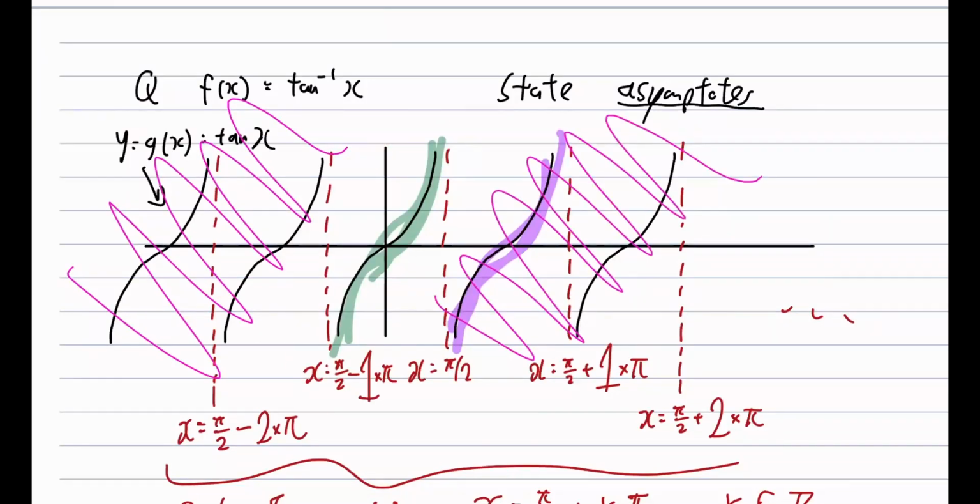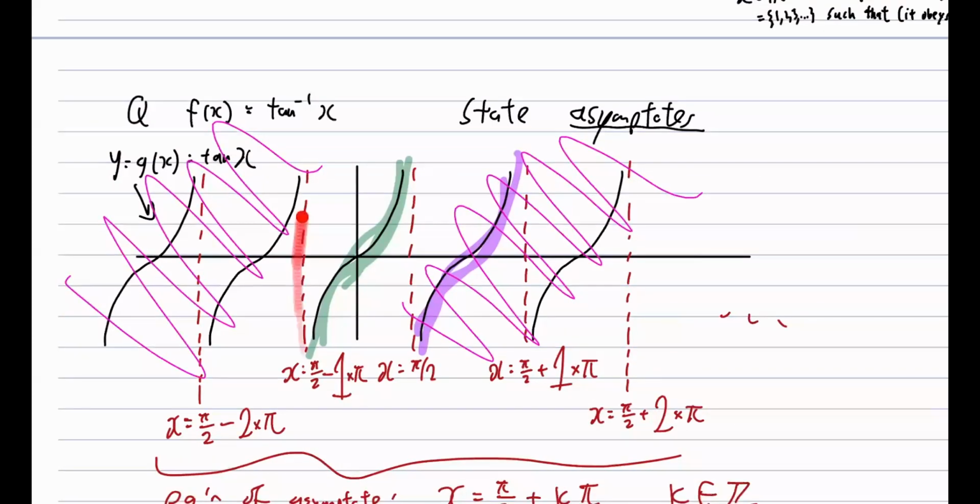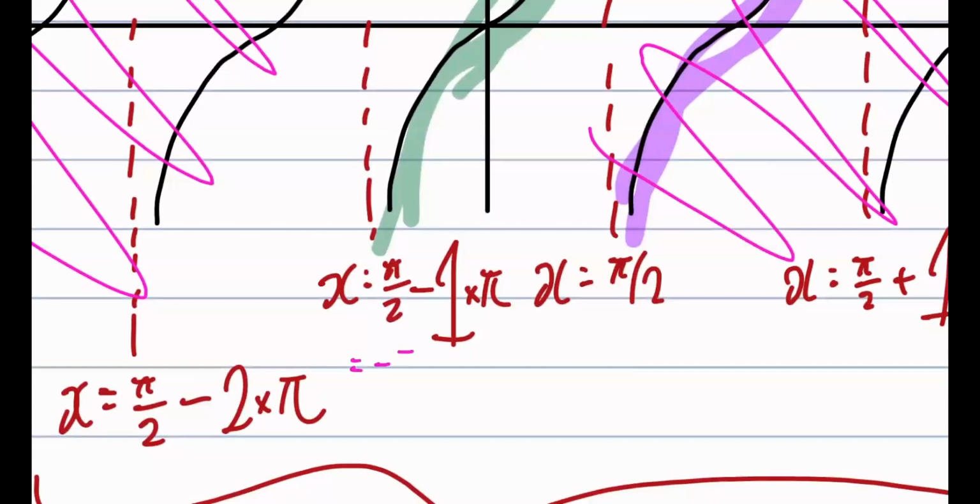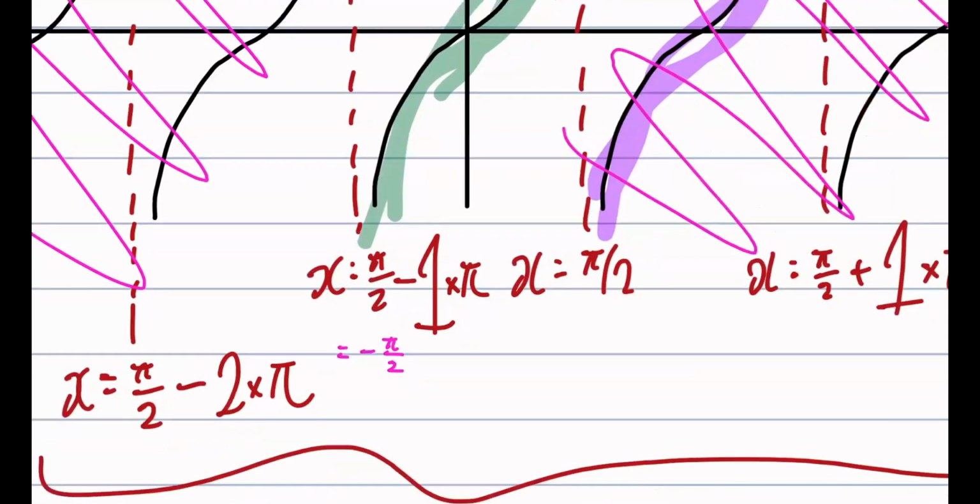Okay, so to answer the prerequisite question, what do you even call these questions? Looks like spam. State the equations of all asymptotes of the function f x equals tangent inverse x. The asymptotes are x equals pi over 2 and x equals pi over 2 minus pi. If you simplify this, it becomes negative pi over 2 within the principal domain. Okay? Okay, good.